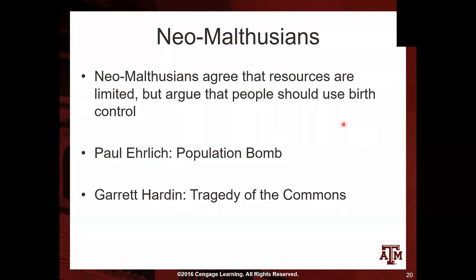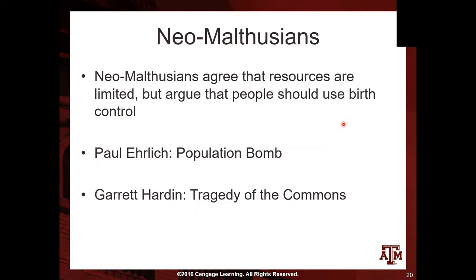So new Malthusians agree that resources are limited, but argue that people should use birth control. But then you have, for example, Paul Ehrlich, that I mentioned before. He's a biologist who wrote a book in the 60s called Population Bomb, that pretty much said that human beings would have the same issues as other animals. By growing too fast, we would have issues of poverty and the population would enter into collapse. Garrett Hardin, The Tragedy of the Commons, the same idea.